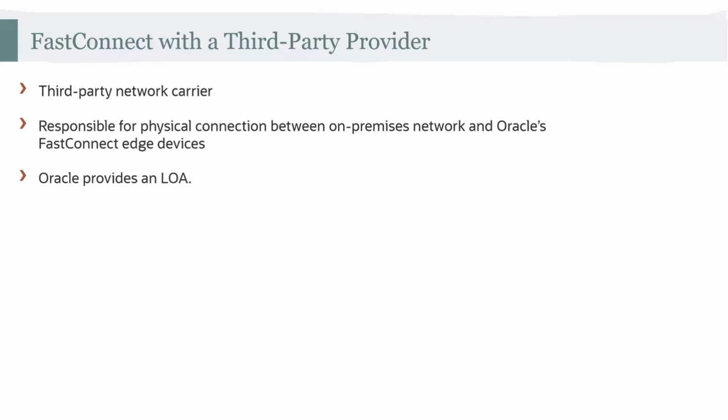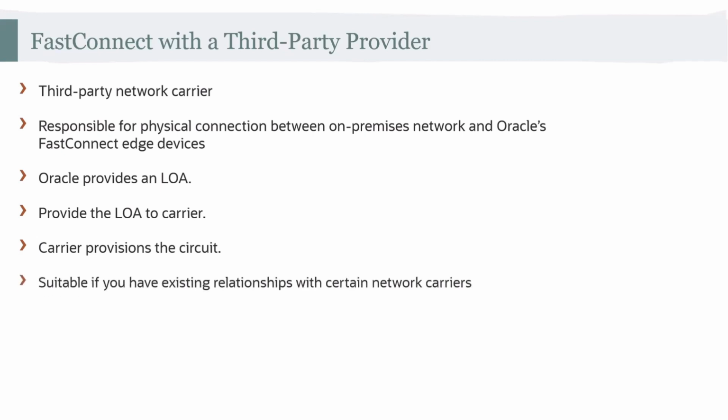In this case, Oracle will provide you a letter of authorization, and you need to provide that letter of authorization to the carrier or the third-party provider. And the third-party provider is then going to provision the circuit for you. In case you already have an existing relation with a third-party provider, or there can be a scenario where the Oracle partner currently is not serving your data center, you can go for this type of connectivity model.